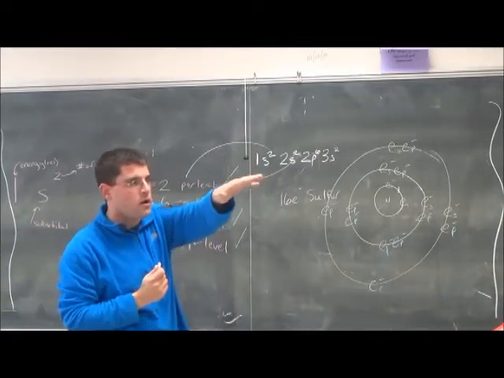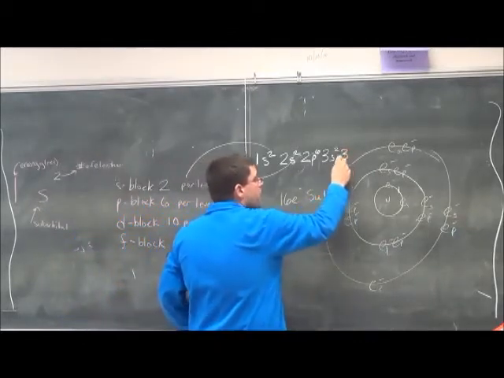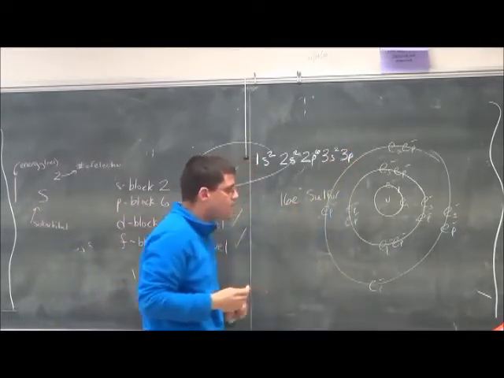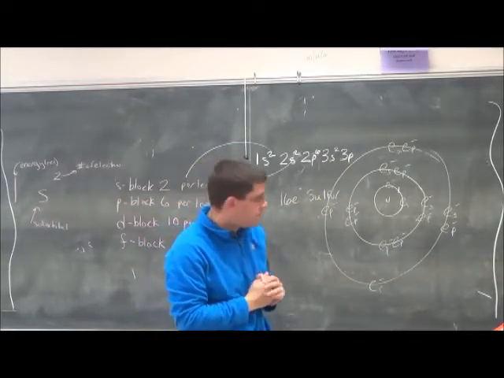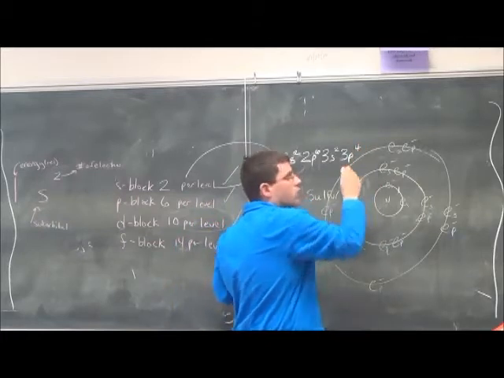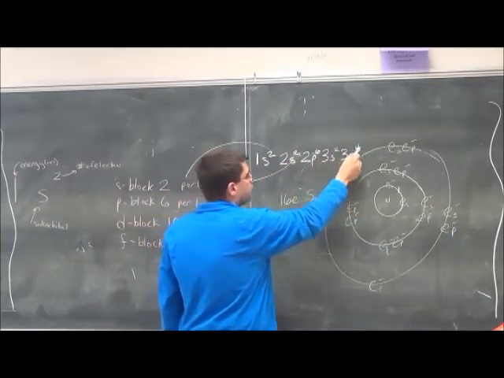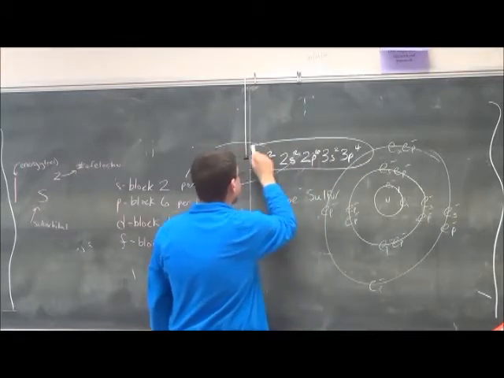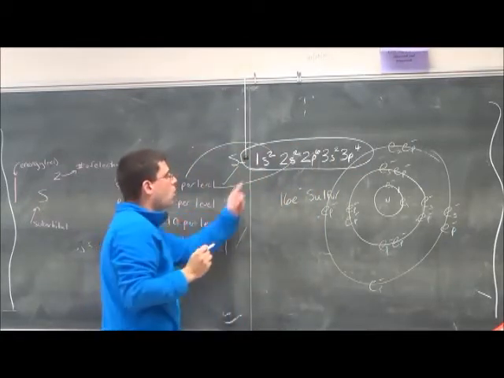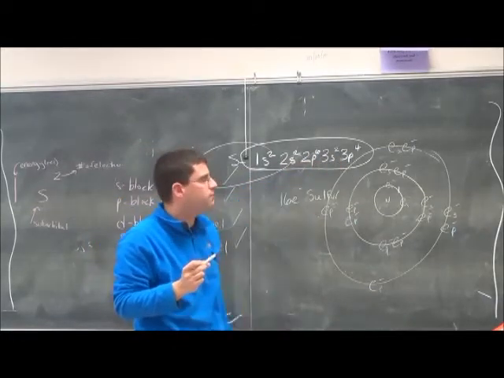Go across now to where aluminum is, to 3p. How many are in the P suborbital in the third level? 1, 2, 3, 4. 4. Count it up. 2, 4, 10, 12, 16. So the arrangement for sulfur is 1s2, 2s2, 2p6, 3s2, 3p4.